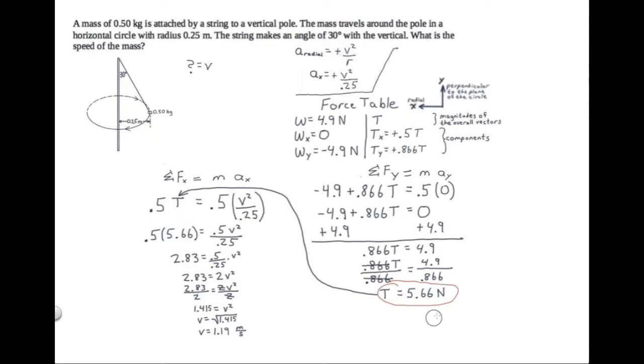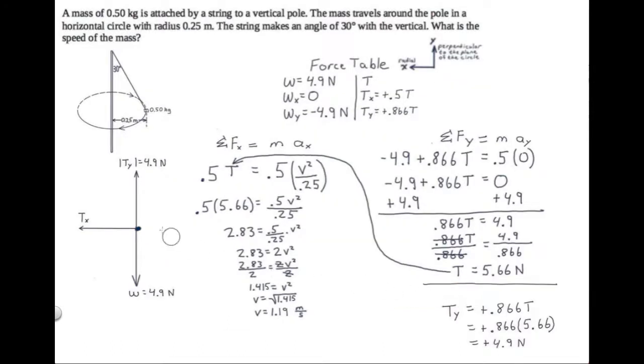Let's focus on whether our result for capital T makes sense. Does it make sense that our result for capital T was positive? Well, the symbol capital T written without an arrow on top stands for the magnitude of the tension force. A magnitude can never be negative, so yes, it makes sense that this result came out to be positive. Now, does the size of this result for capital T make sense?